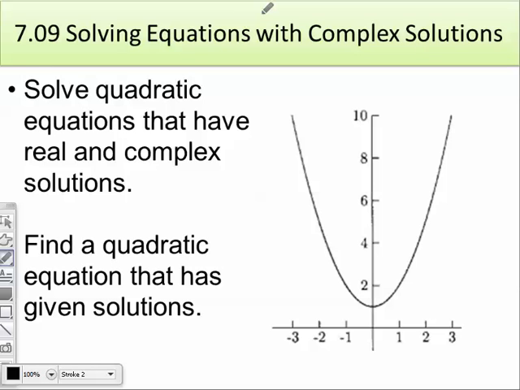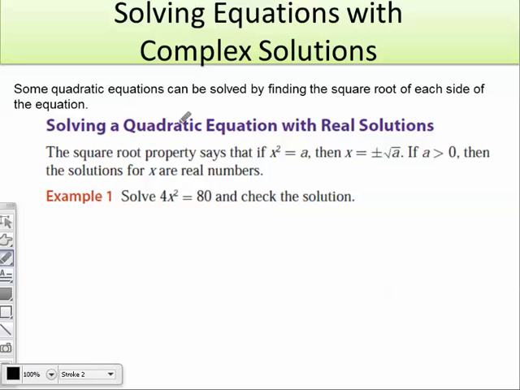Well, we want to look at how we would solve some equations using complex solutions. If you look at a quadratic equation like this one over here on the side, you notice it never crosses the x-axis, so it doesn't really have any real solutions. It's got complex or imaginary solutions. Okay? So we're going to use the quadratic equations and find some complex solutions to these quadratic equations.